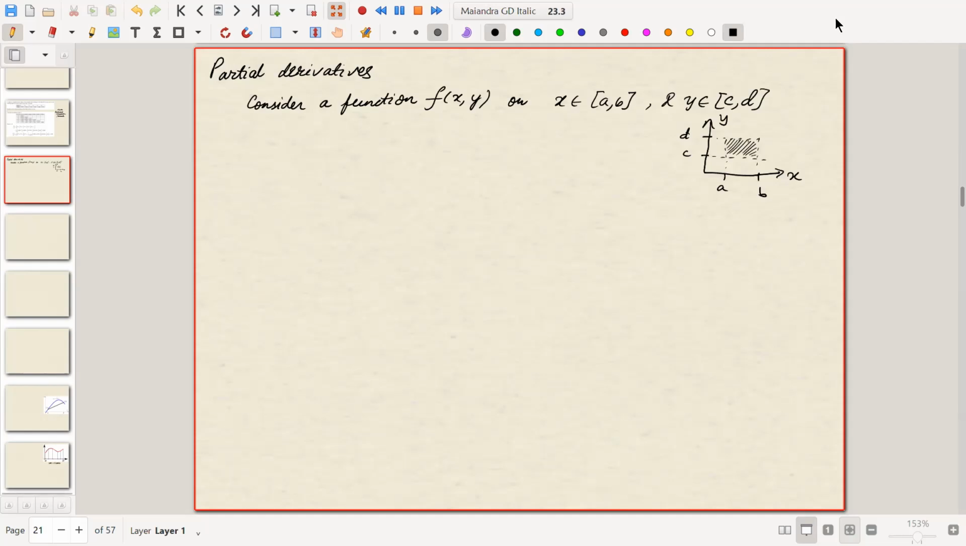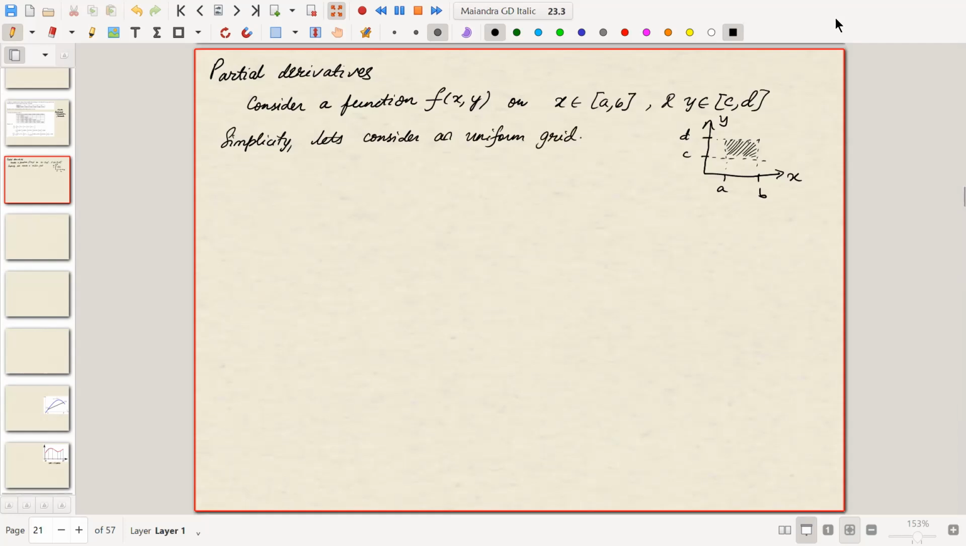So for simplicity, when we discretize the x-axis, it will be equally spaced and the y-axis also equally spaced. So for simplicity, let's consider a uniform grid. Very soon you will see that we are going to discretize our data sets. So x_{i+1} minus x_i will be delta x here. It's up to you how many points you want to take.